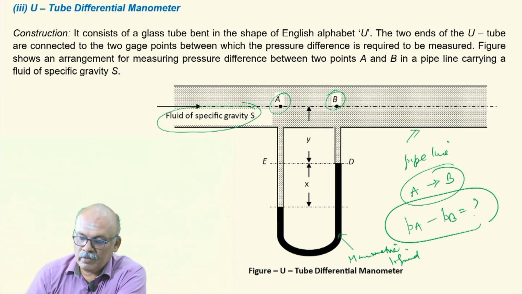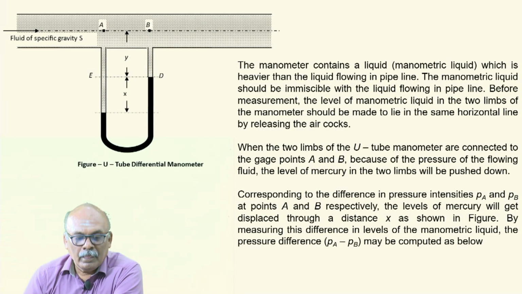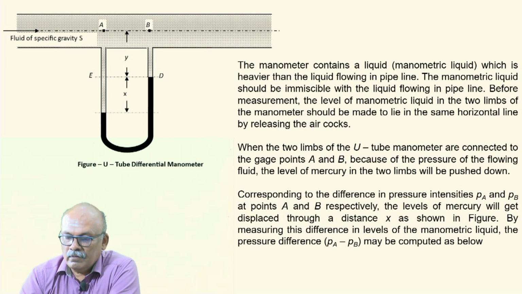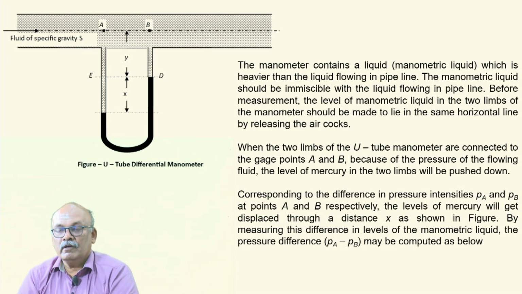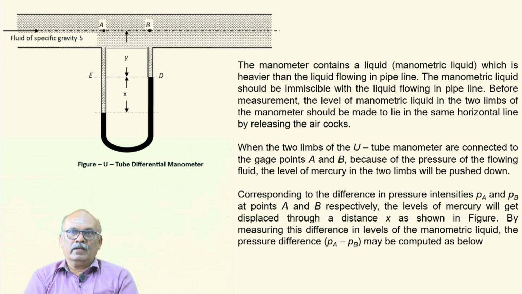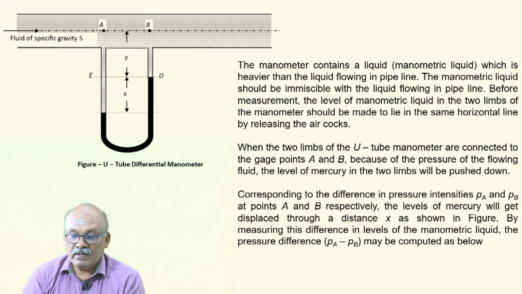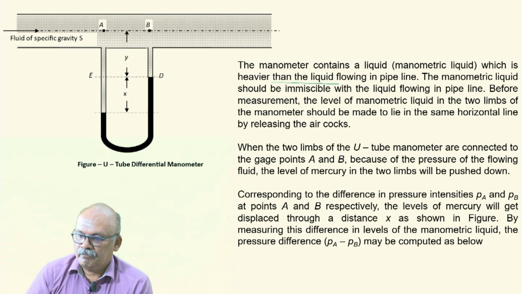Say for example mercury of specific gravity 13.6. So which is the manometric liquid? In the inverted U-tube, if you are using a manometric liquid, it should have a density lighter than the density of the fluid flowing through the pipeline. Whereas in the case of the U-tube manometer, you should have a liquid which is heavier than the liquid flowing in the pipeline.